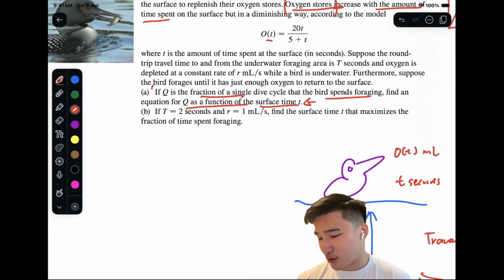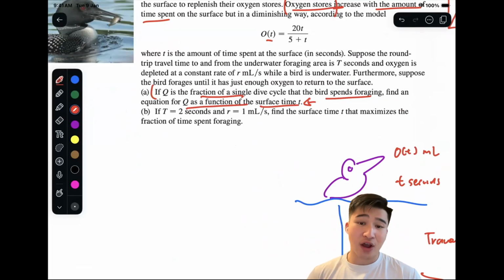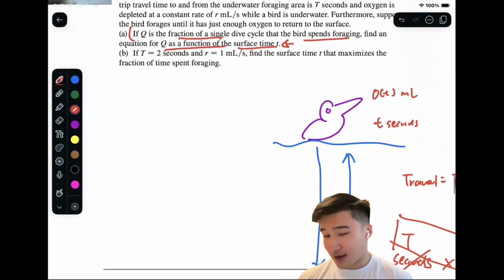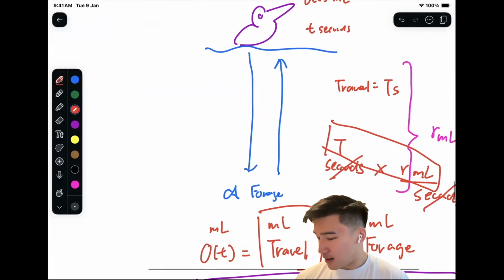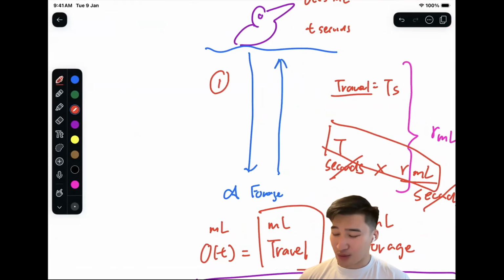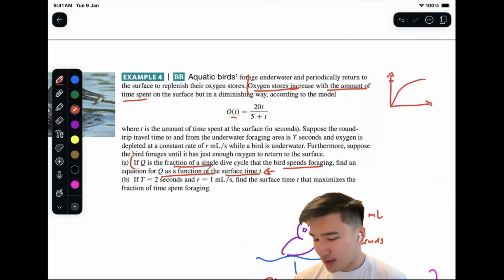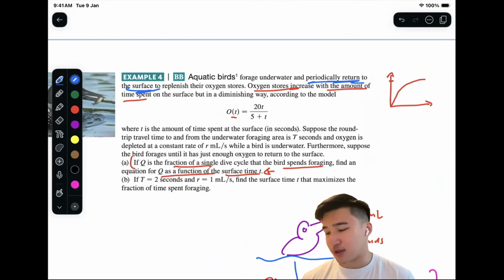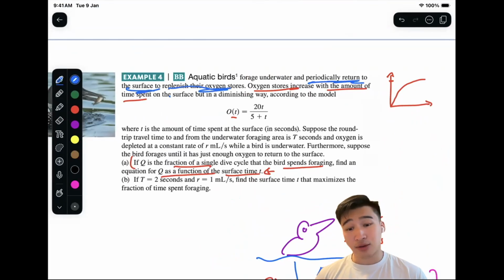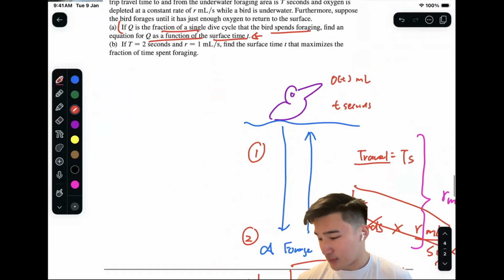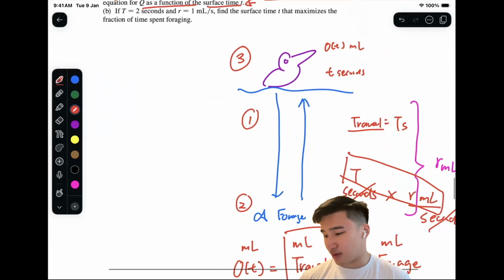So we want to look at what Q means, right? It's a fraction of a single dive cycle. Now, what does that mean? So look at here. Our single dive cycle, well, number one, we have our travel, and number two, we have our foraging. But if you look at the question correctly, it says that the bird forages underwater, and then periodically returns to the surface, okay? So a cycle also includes returning to the surface to replenish their oxygen. So the entire cycle is 1, 2, and 3, okay?